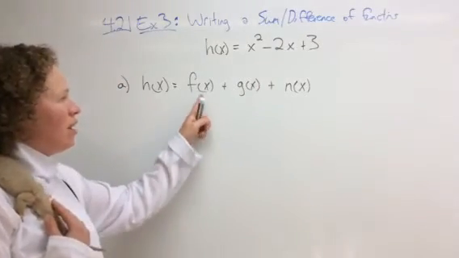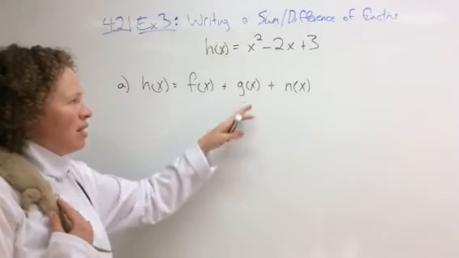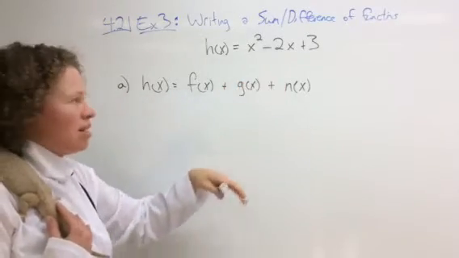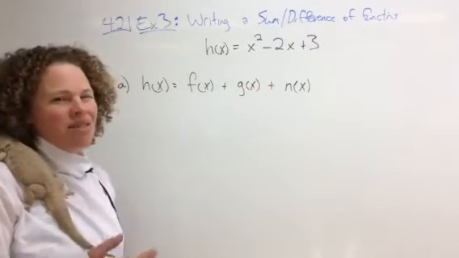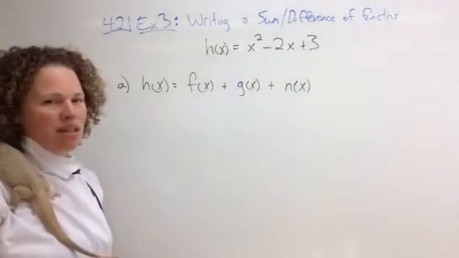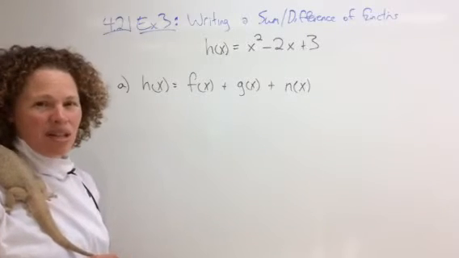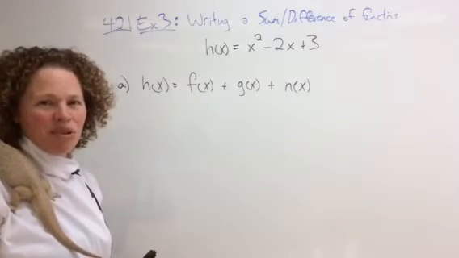Now, in your book, they're kind of lame about it. They go, oh, well, f of x could be x squared, g of x could be negative 2x, n of x could be positive 3. You add them up, and there you go. That's all well and good, but really, n of x equals 3? That's not a function, that's just a number.